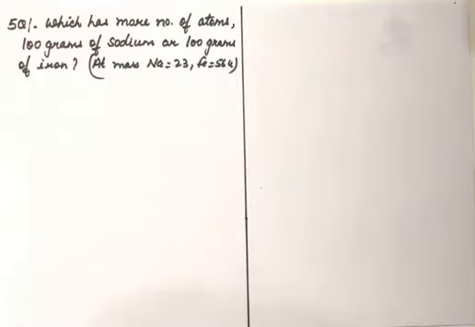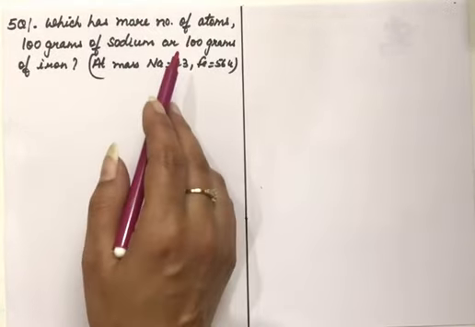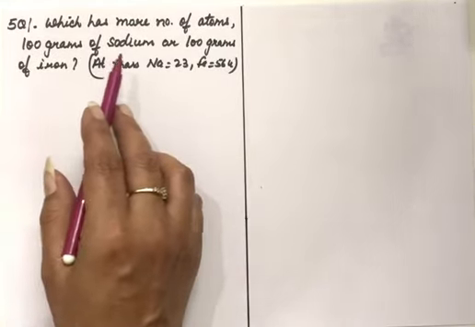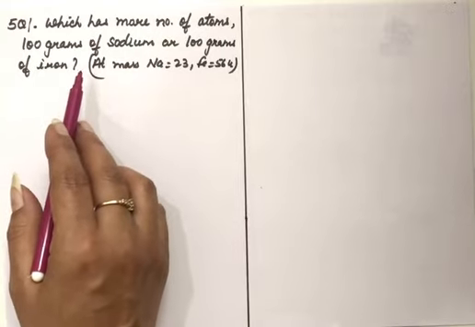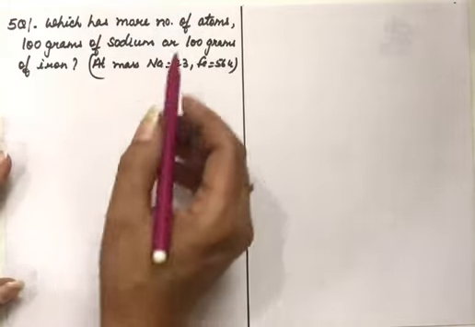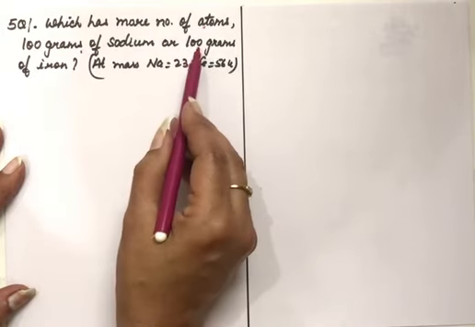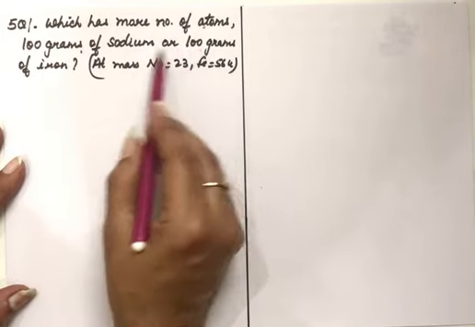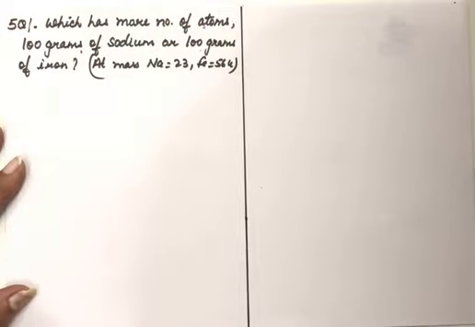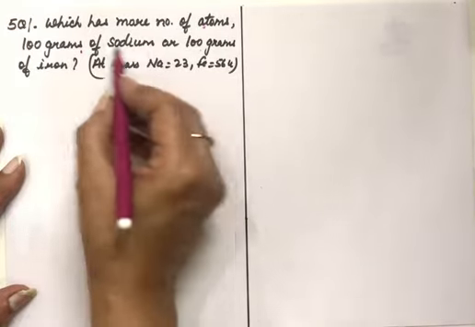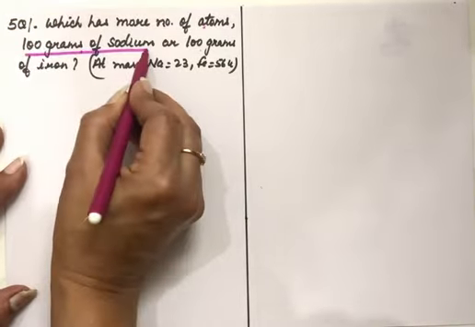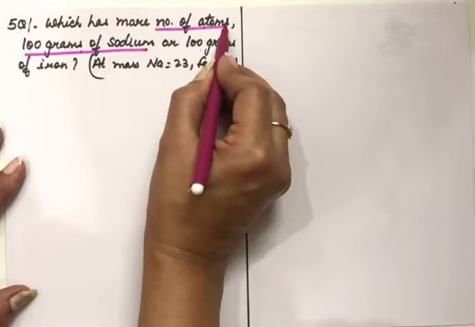Next question now. Fifth question. Which has more number of atoms, 100 gram of sodium or 100 gram of iron? That means there are two parts in this question. First, find out the atoms in 100 gram of sodium. Second, find out the atoms in 100 gram of iron, and then we can compare which one has more number of atoms. So first I'm taking 100 gram sodium and we have to find out atoms.